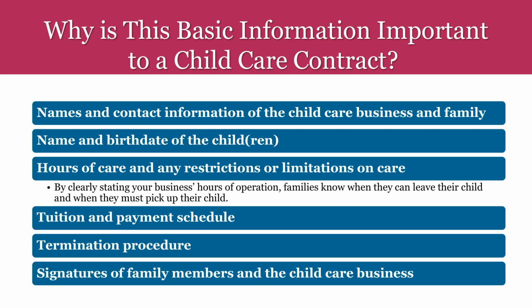By clearly stating your business hours of operation, families know when they can leave their child and when they must pick up their child. If you choose to arrange different hours of care with a specific family, then you must explicitly state that in the agreement as well. For example, you may be open from 7 a.m. to 6 p.m., but for this specific family, their window of care may be 8 a.m. to 3 p.m. This should be differentiated if needed, as it impacts when other fees, like late pickup fees, may be incurred.